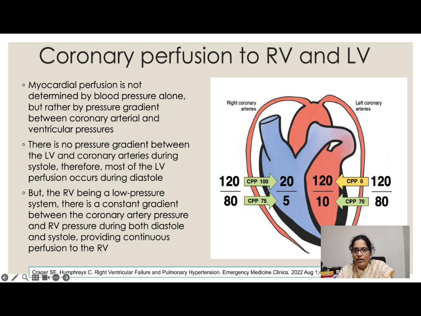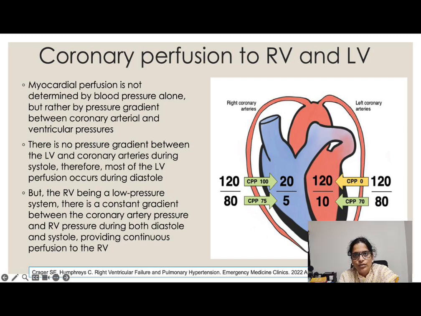There is no pressure gradient between the LV and coronary arteries during the systole. Therefore, most of the LV perfusion occurs only during diastole. Whereas the RV, being a low pressure system, there is always a constant gradient between the coronary artery pressure and RV pressure during both systole and diastole. Therefore, the RV has continuous perfusion both during systole and diastole. So, RV will take a hit if the perfusion is compromised more than the LV's compromise when LV's perfusion is compromised.